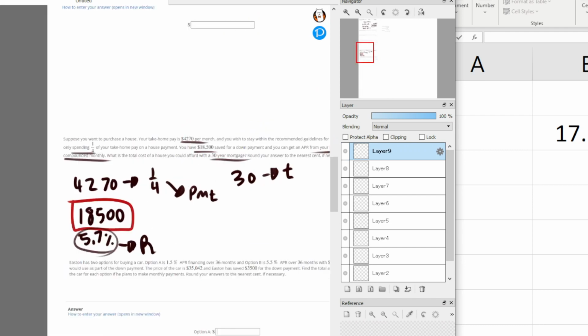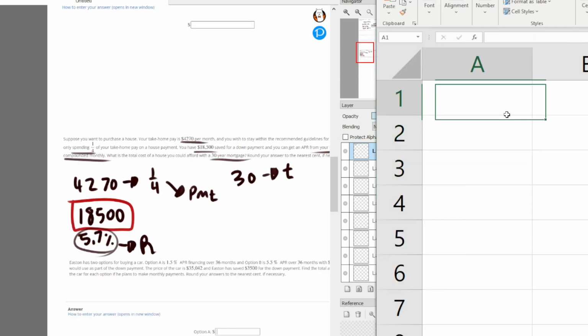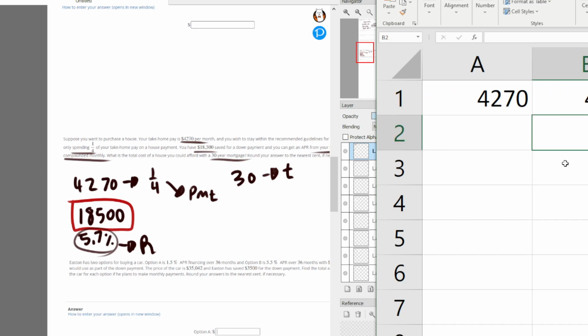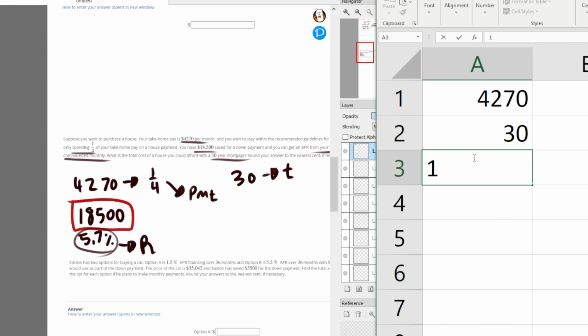Just for ease, I'm going to write our variables that we have. So we have 4,270 for our monthly. We know that we want 1/4 of that, so 0.25. And then we'll have our 30 for time, 18,500 for a down payment, and our 5.7%.